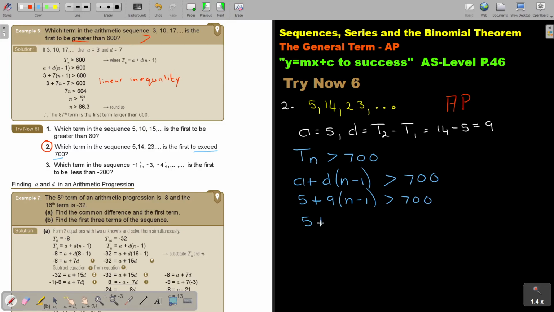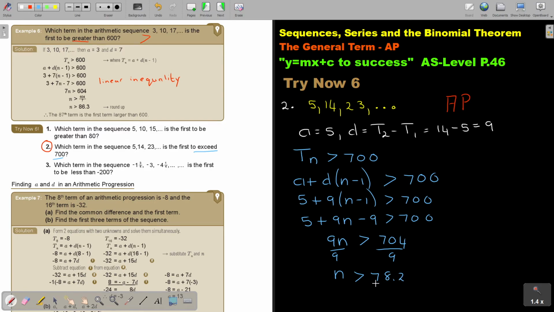So 5 plus 9n minus 9. So this is going to be 9n. So this is going to be negative 4. And if it goes over, it's going to be plus 4. So it's going to be 704. Now, because it's positive, I don't worry. I just divide by 9. The sign doesn't swap. So I'm getting that n is bigger than 78.2.